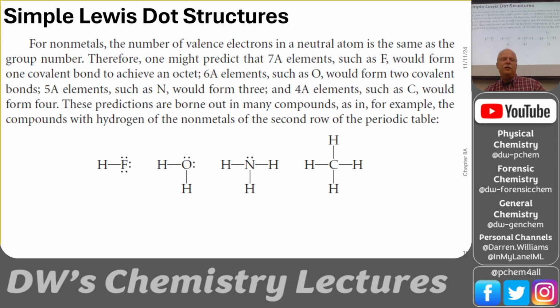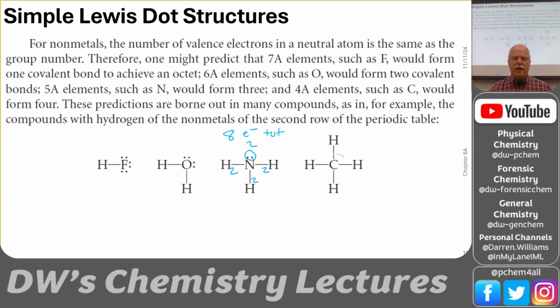Here are some other simple Lewis dot structures from the first and second rows. Okay, so we could count up all the electrons. Let's do this ammonia molecule. So how many electrons do we have total in the molecule? Well, we've got 2 for each of the bonds. 2, 4, 6, 8. So we have 8 electrons total.